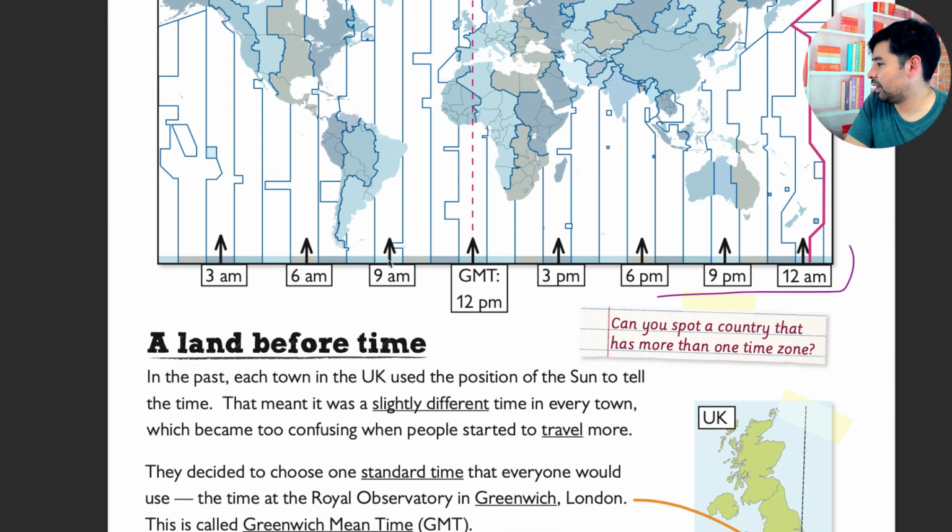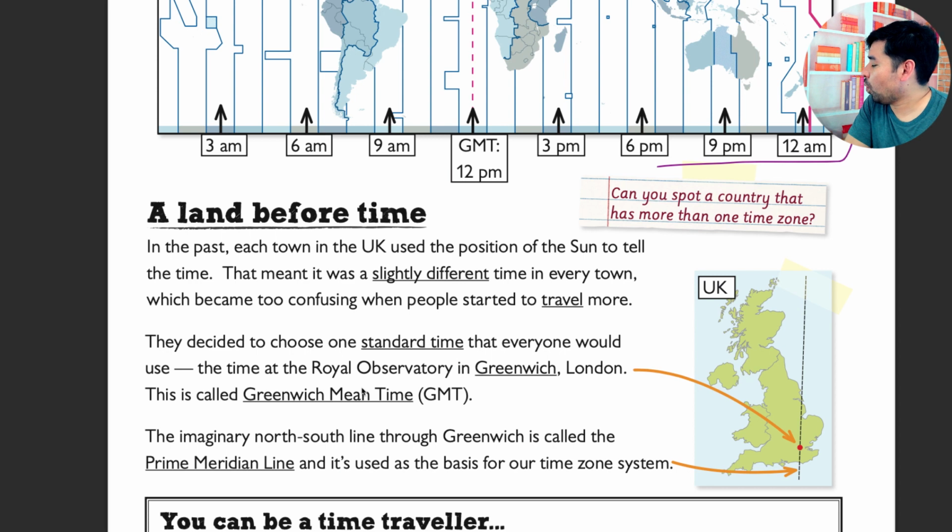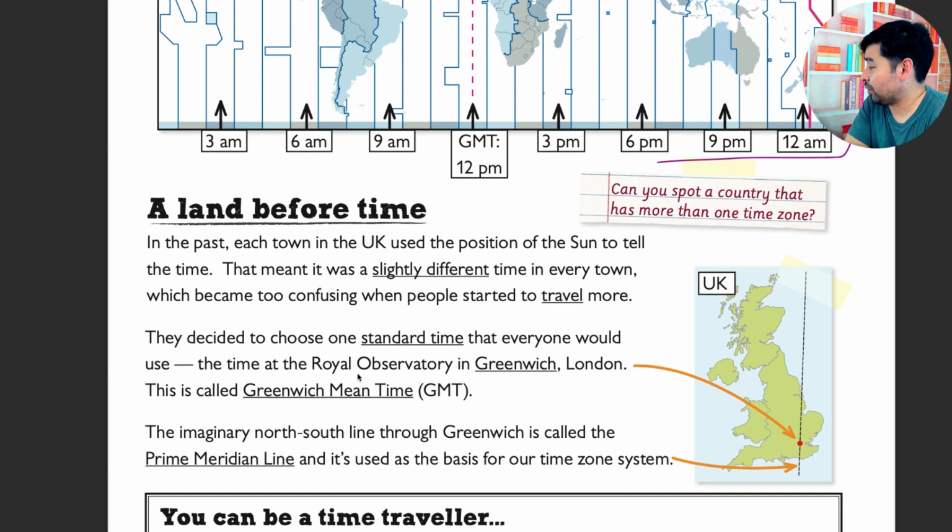Okay, so let's go down a little bit again, and let's continue reading. In the past, each town in the UK used the position of the sun to tell the time. That meant it was a slightly different time in every town because they used the sun, right? Which became too confusing when people started to travel more. Do you get that? I hope so. They decided to choose one standard time that everyone would use, the time at the Royal Observatory in Greenwich, London. And this is called Greenwich Mean Time, GMT.